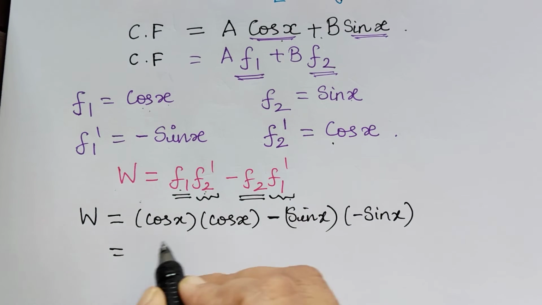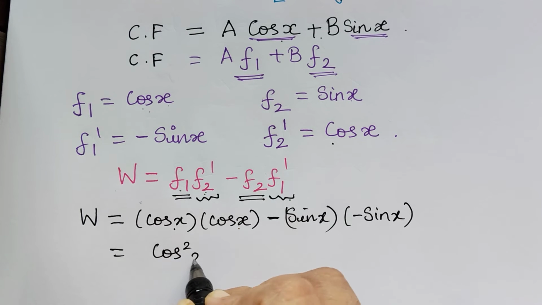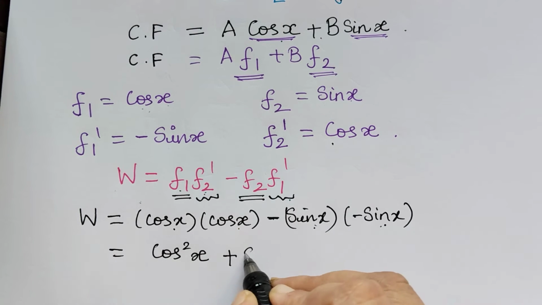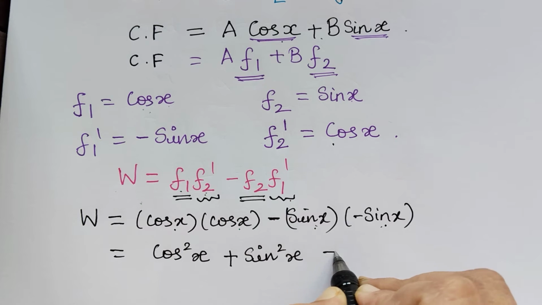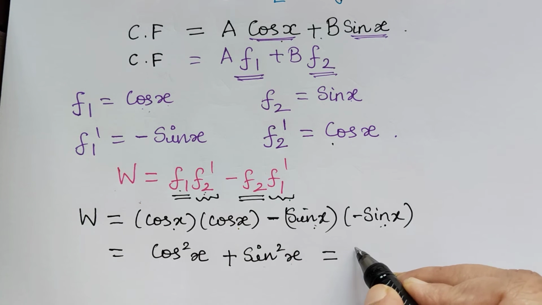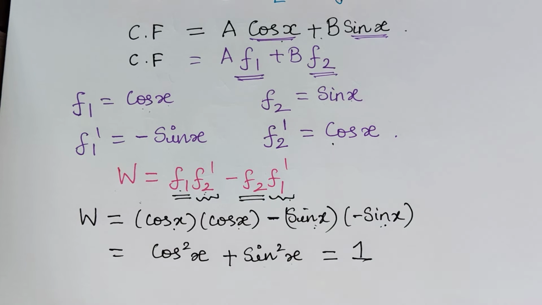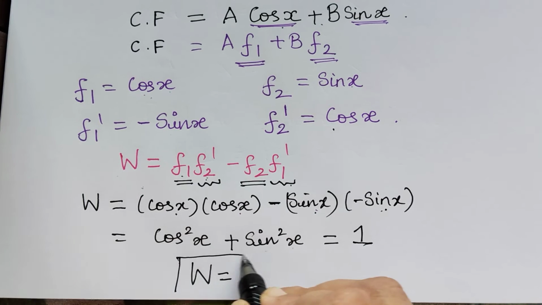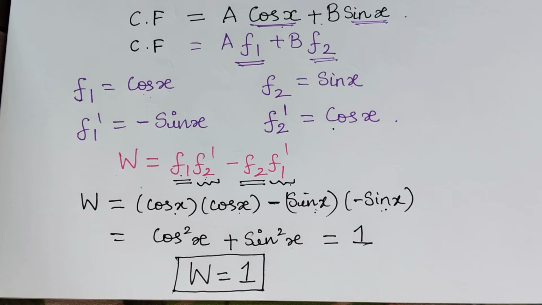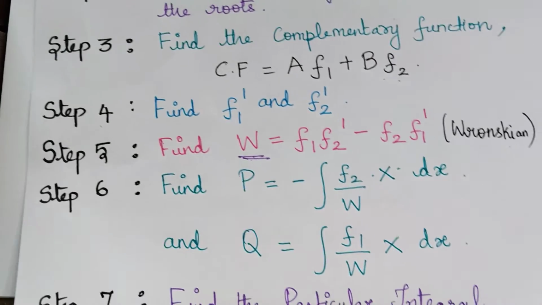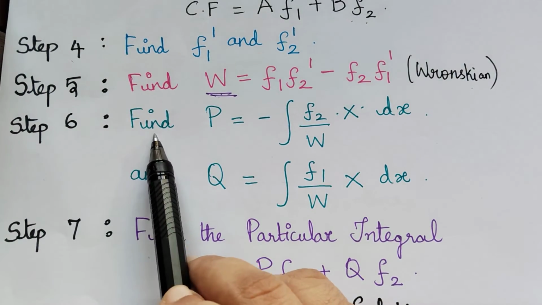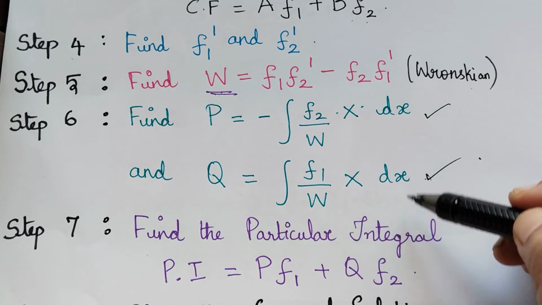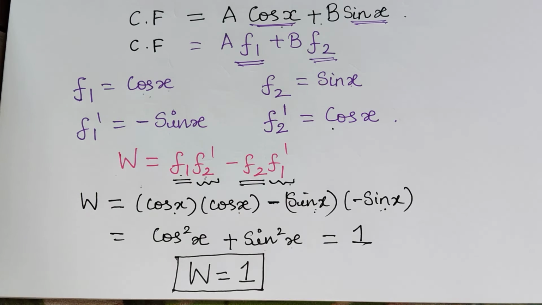On simplifying this, cos x into cos x is cos squared x, and minus into minus will become plus, sin x into sin x is sin squared x. And what is cos squared x plus sin squared x? By the trigonometric identity, we know that it is equal to 1, and therefore we have obtained the value of W is equal to 1. Now after finding the value of W, in the next step, that is step 6, we have to find the value of capital P and capital Q by using these two formulas. So let us first write these two formulas in our problem.